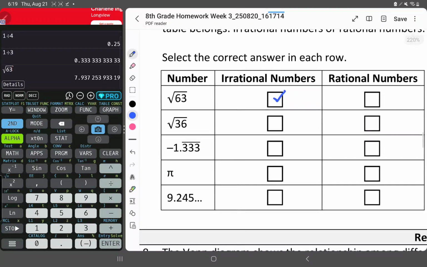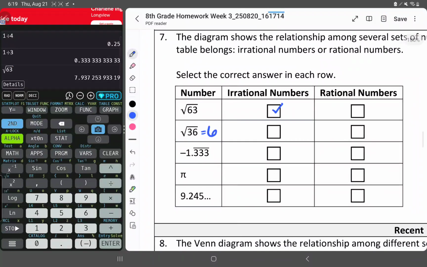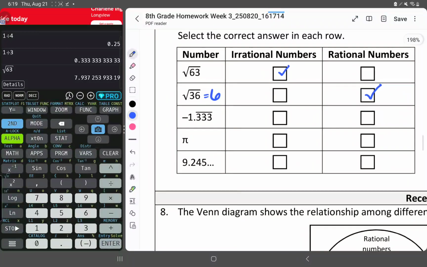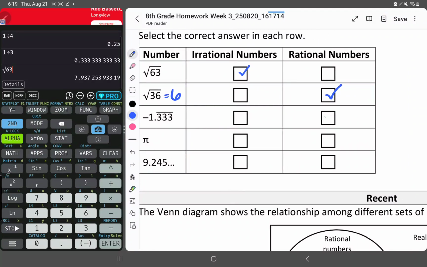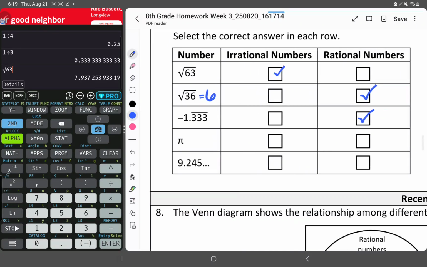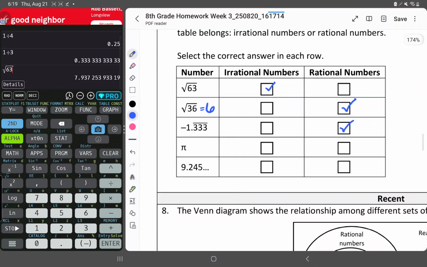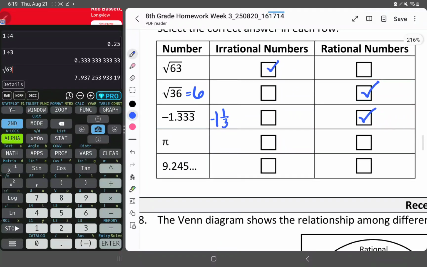Is the square root of 36 a rational or irrational number? Well, this is a perfect square root, which gives me 6, so that definitely terminates, and that is a rational number. Is -1.3 repeating a rational or irrational number? This one is rational. Remember, it can be rational if the decimal repeats, and in this case it does repeat, so that makes it a rational number. We could actually write this as a fraction by saying it's -1 and 1/3, and if it can be written as a fraction, it's rational.